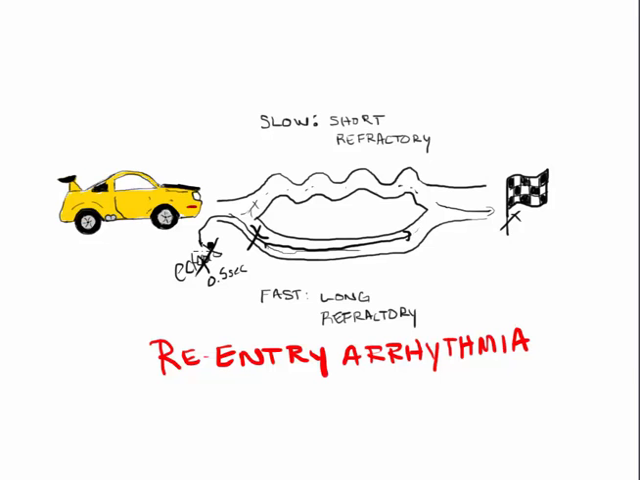With AFib, you can have a lot of these re-entry problems, so they're called re-entry wavelets. It's believed that there are many re-entry wavelets that are responsible for AFib, which is why adenosine isn't going to work very well to break AFib, because it can't hit all these re-entry pathways.